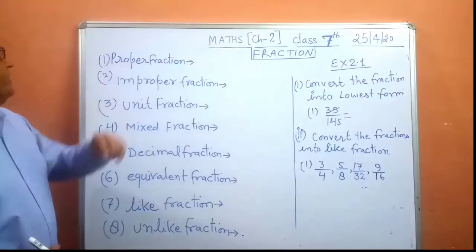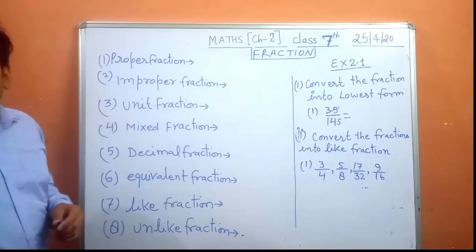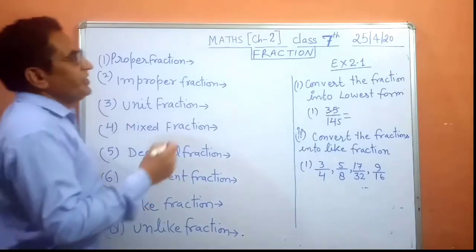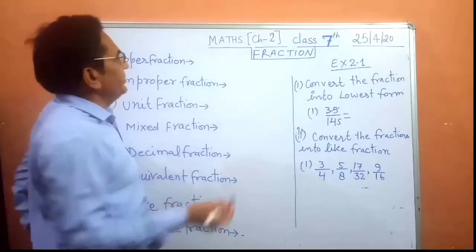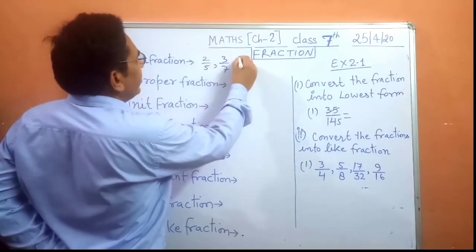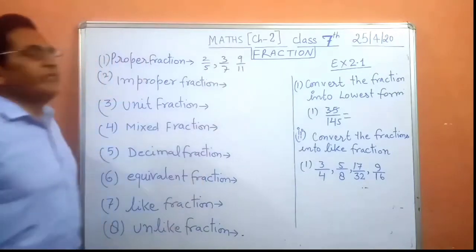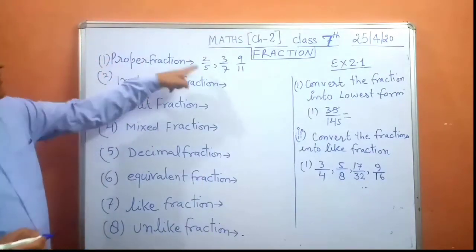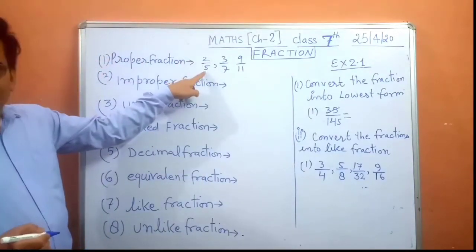See, first, proper fraction. What is a proper fraction? A fraction in which the numerator is smaller than its denominator. For example, 2 upon 5, 3 upon 7, 9 upon 11. These all are examples of the proper fraction because the numerator is less than its denominator.